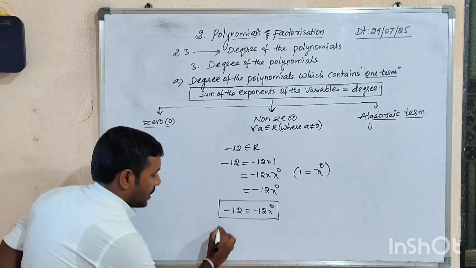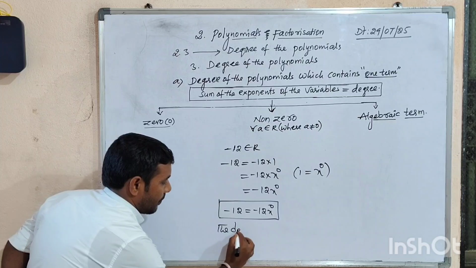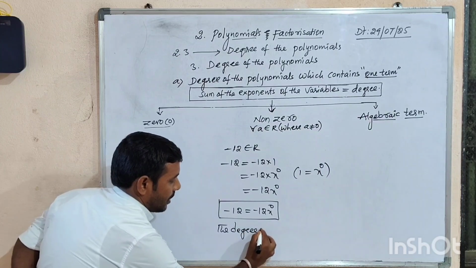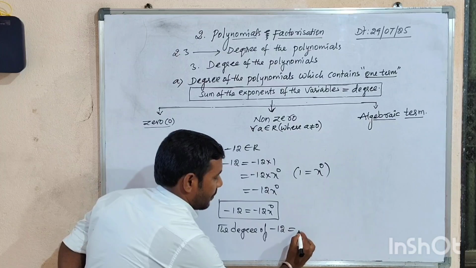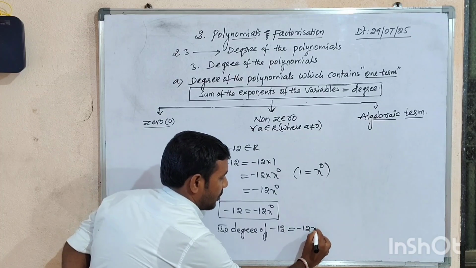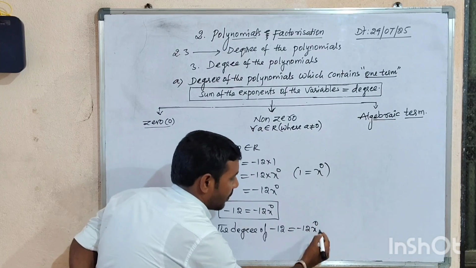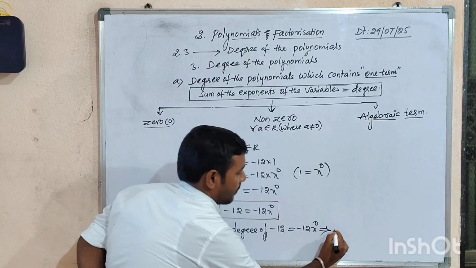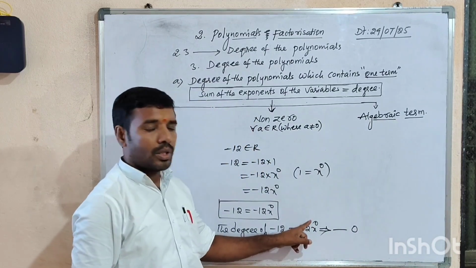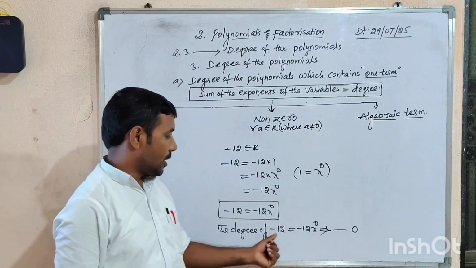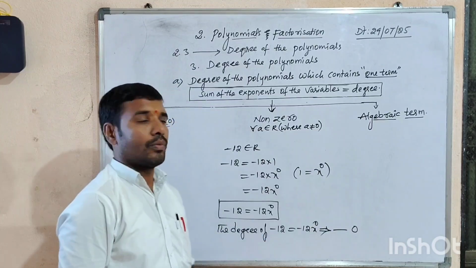Now, the question is: what is the degree of minus 12? Minus 12 x to the power of 0. So the answer is 0. Why? Because the variable is x, and its exponent is 0. So the degree of minus 12 is 0.